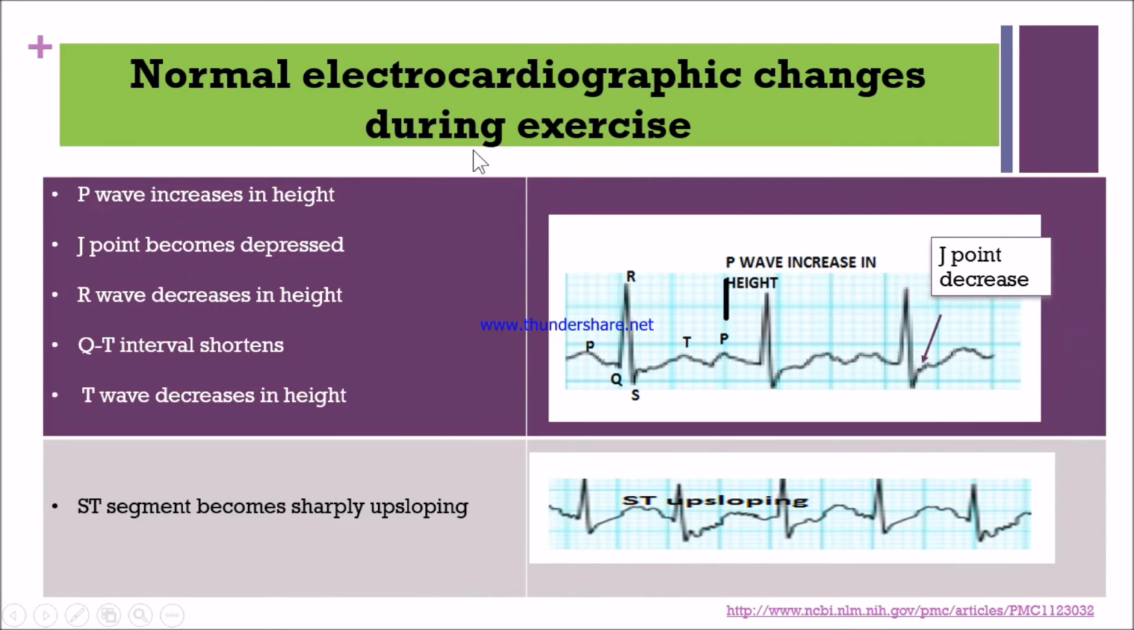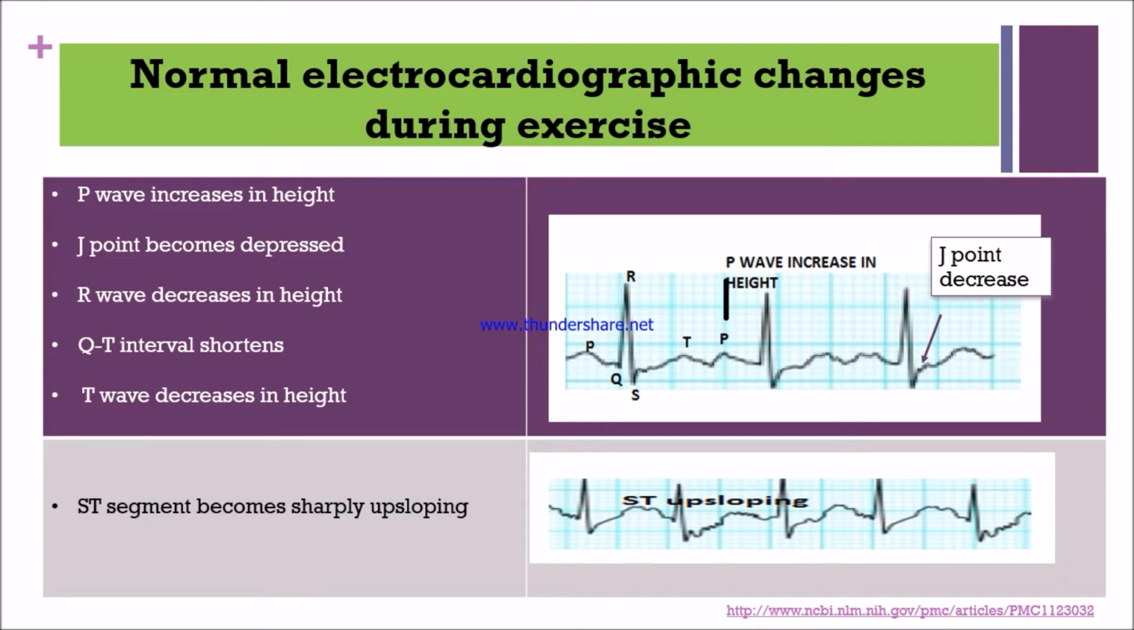Now, during exercise testing, the P wave increases in height. As we know, the P wave denotes atrial depolarization, so when we are doing exercise stress testing, the atria get hyper depolarization, and the P wave increases in height. The J point becomes depressed. This is P, Q, R, S, T, and this is called the J point. So the J point will decrease in height. We can see that the depression of the J point is due to late repolarization.